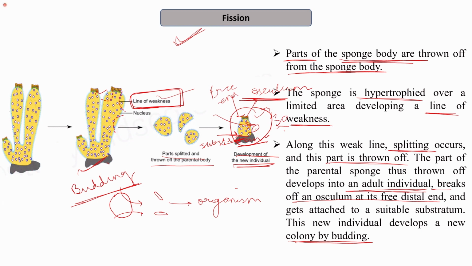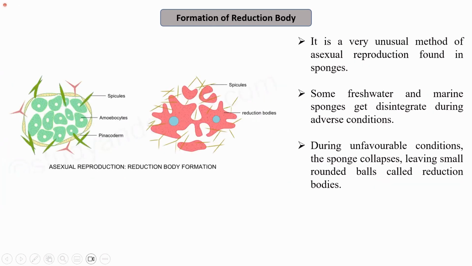So this new individual develops. If this new individual wants to develop a colony, it can do so through the process of budding. This new individual may develop a protuberance, which may grow in size and lead to the formation of a bud, right? The next is the formation of reduction bodies. It is a very unusual method, which is found in sponges.